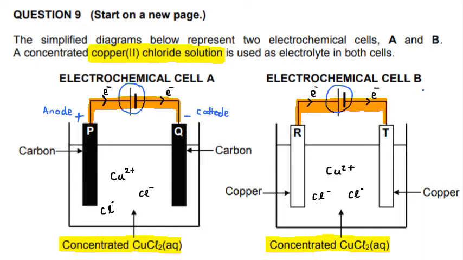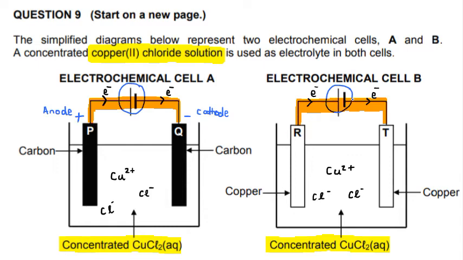Right, so in cell B, what we see in contrast is two copper electrodes. Which means that this is still going to be a process of electrolysis. And what is this going to be? It's most likely the purification of copper. So one of these copper electrodes is going to be the impure copper electrode.